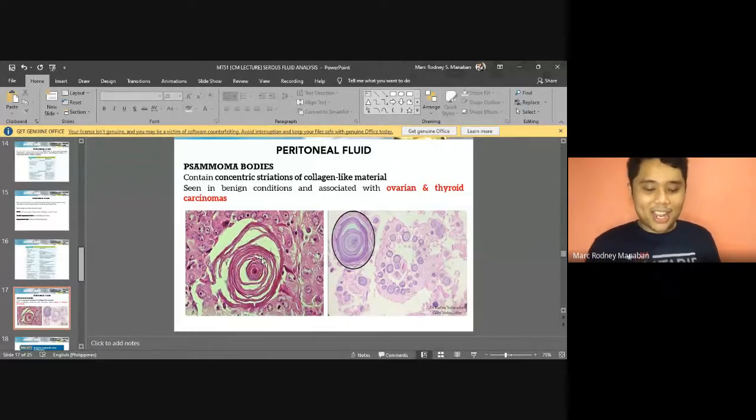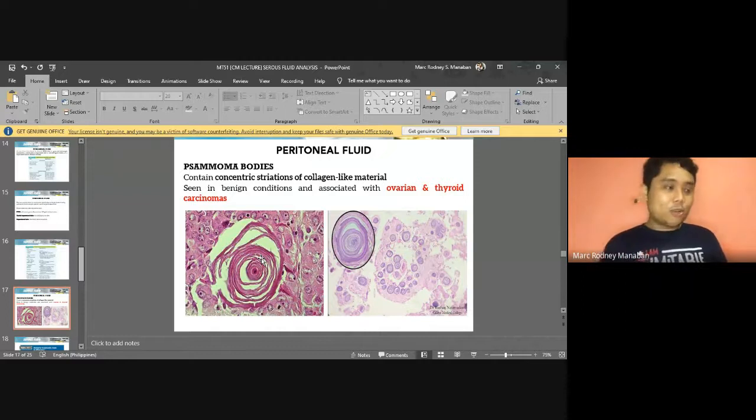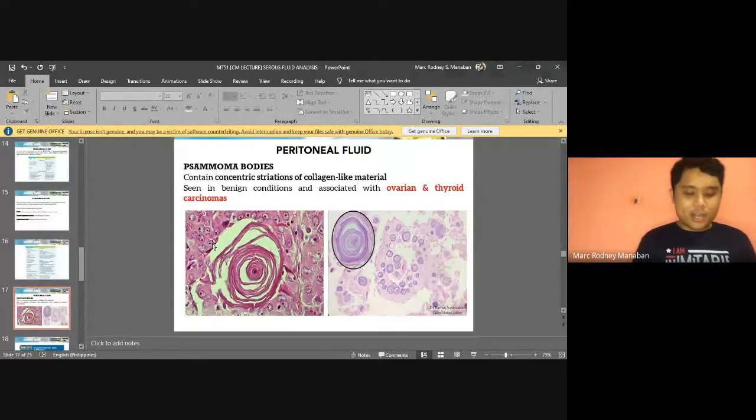Psammoma bodies, concentric striations of collagen-like material. They can be benign, but they are also seen in conditions such as thyroid and ovarian carcinomas. It can be found in a lot of areas in the body, all right? But for peritoneal fluid, it may indicate thyroid or ovarian carcinoma, all right? Psammoma bodies, those concentric striations, all right?